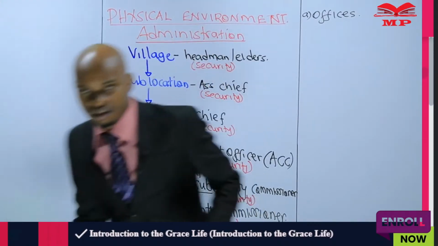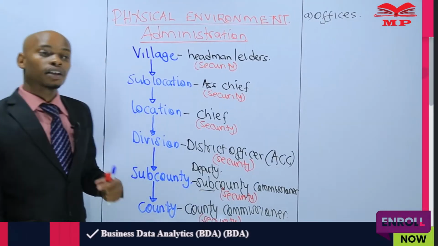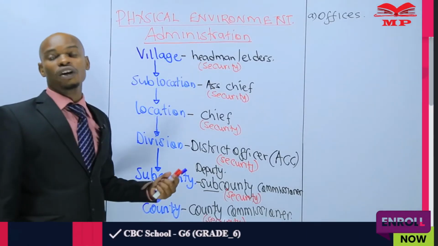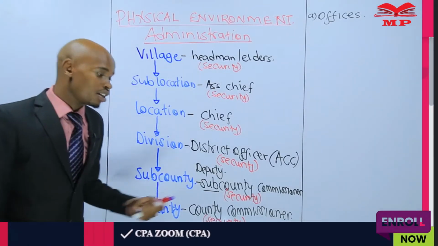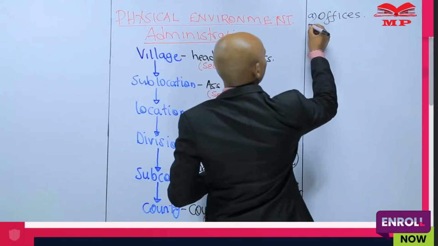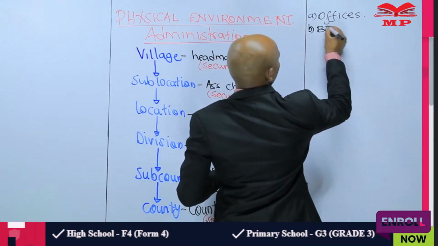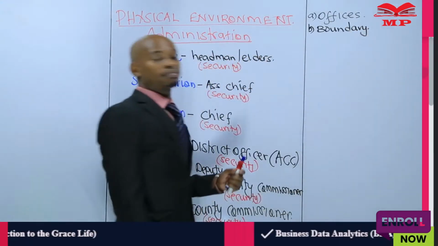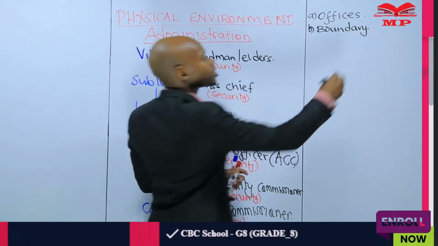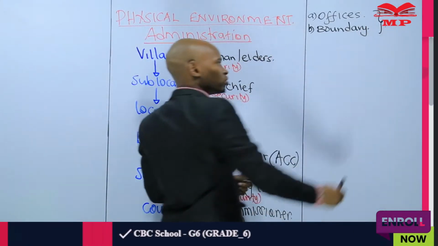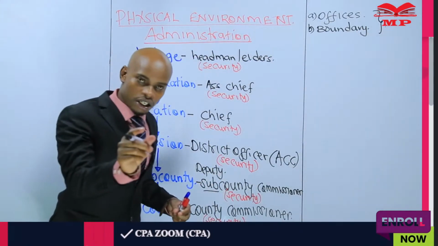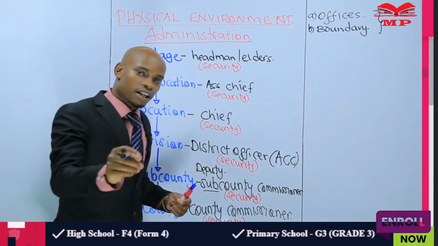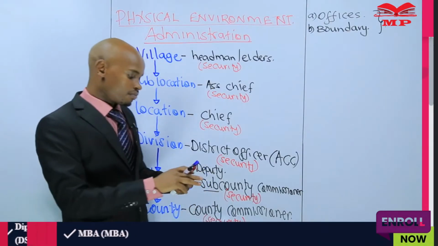Offices or an office. If you want to know who is an administrator of an area, go for the office in that map, in that area. If there is no map, then go for the boundary. These two things are the ones that will tell you this area is headed by who?